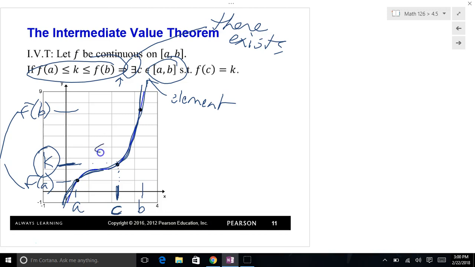such that, because this is c comma f of c, that's that point, such that this f of c right here is that k value, such that f of c equals k. So that's all it is saying. If I pick a k in between those y values, there's some c over here such that its corresponding y value is hitting that k.